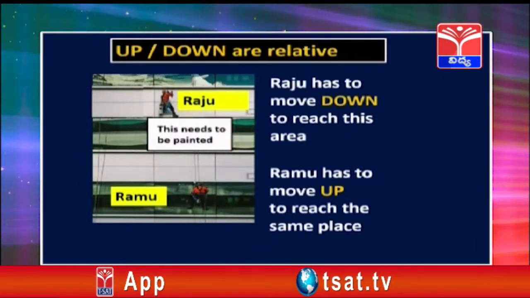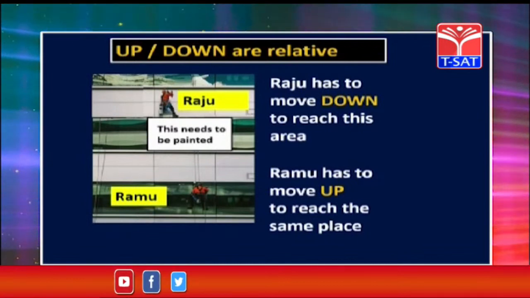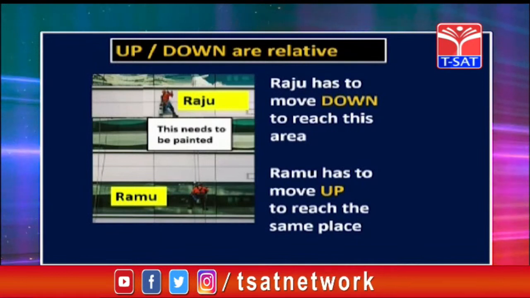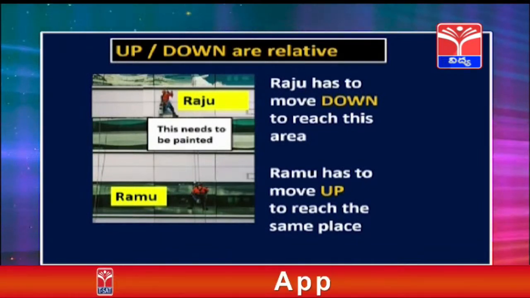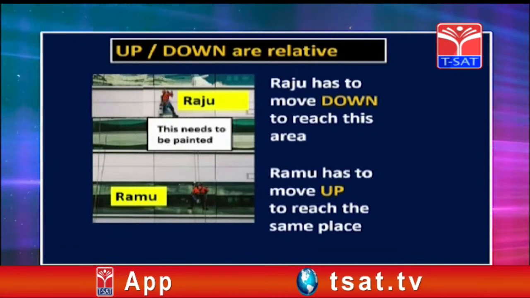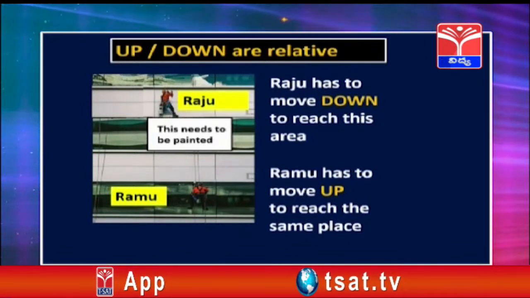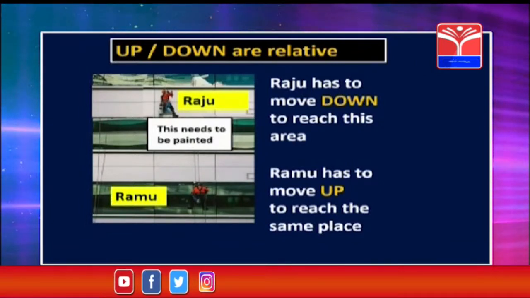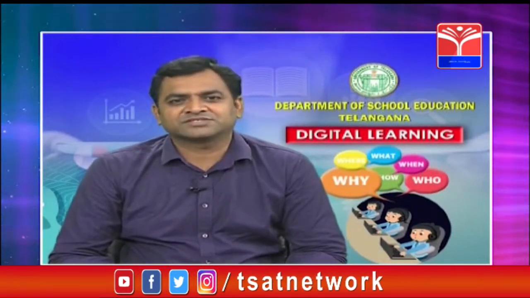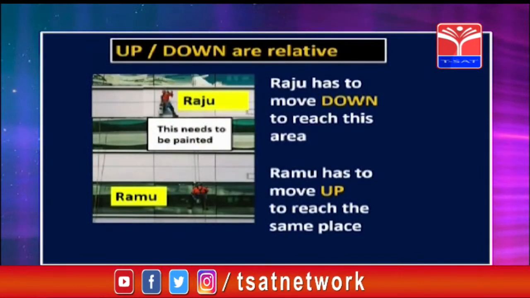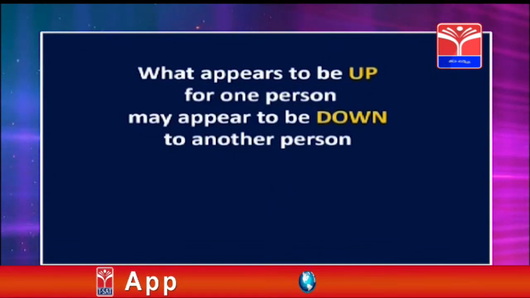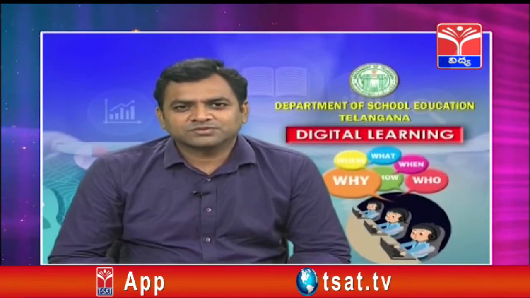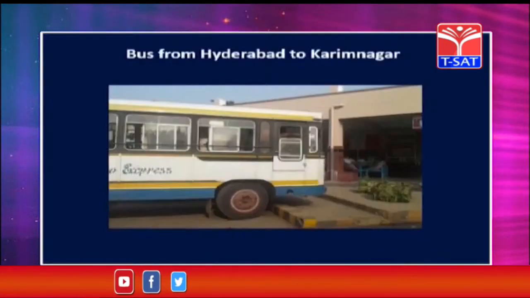Here is another example. Here are 2 people who are working, painting a building, and there is a place where paint has to be done. Mr. Raju has to move down to reach the place to be painted, while Mr. Ramu has to move up to reach the same place. So to reach the same place, one person has to move up, the other person has to move down. So up and down are relative. What appears to be up for one person may appear to be down for another person.